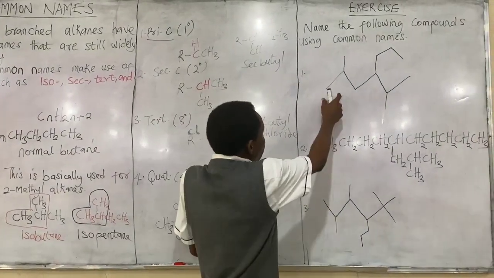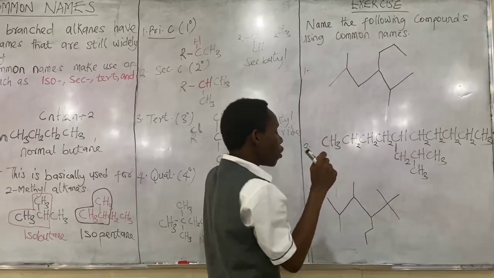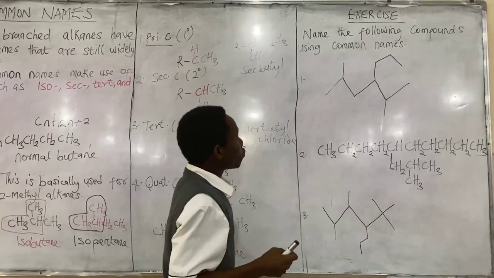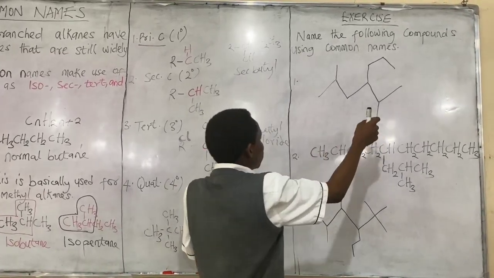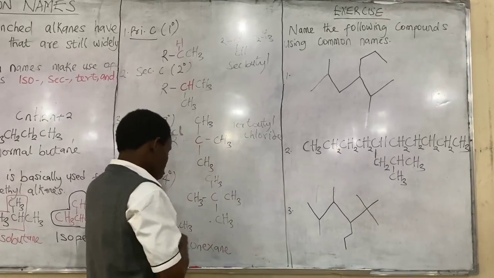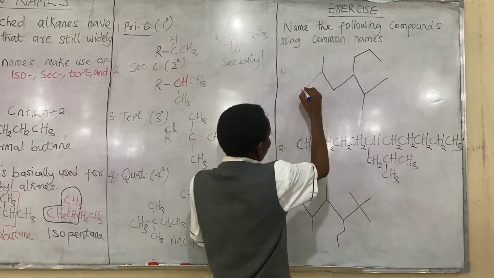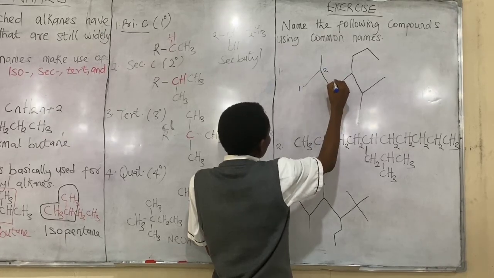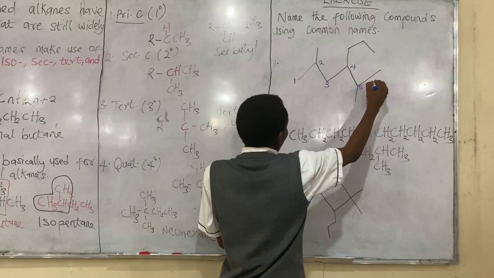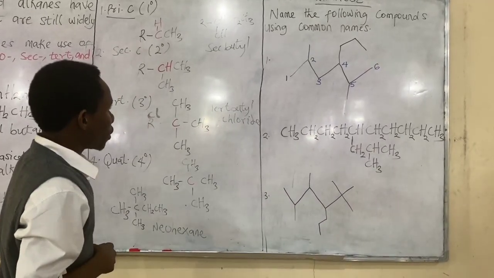The first compound, to name this, what we do is to look for the longest tail. That should be the first thing that pricks your mind whenever you want to name an organic compound. So how do we do this? I'm going to use our view marker. Let's look for the longest tail. We have carbon 1, carbon 2, carbon 3, carbon 4, carbon 5, and carbon 6. That's hexane.